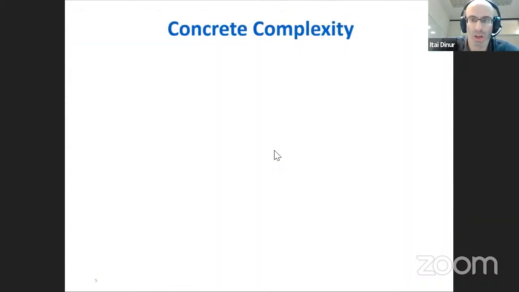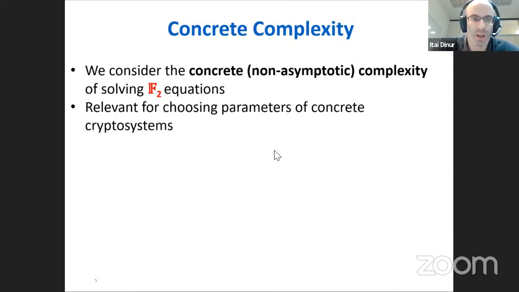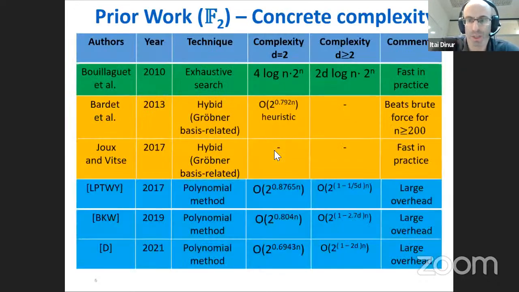However, in this work, I will be mainly interested in the concrete or non-asymptotic complexity for solving F2 equations. This is relevant essentially for choosing parameters of concrete cryptosystems. This is the main motivation. Unfortunately, close analysis of the polynomial method algorithm reveals that the constants behind these asymptotic formulas are quite large, and the algorithms have no concrete cryptographic relevance.